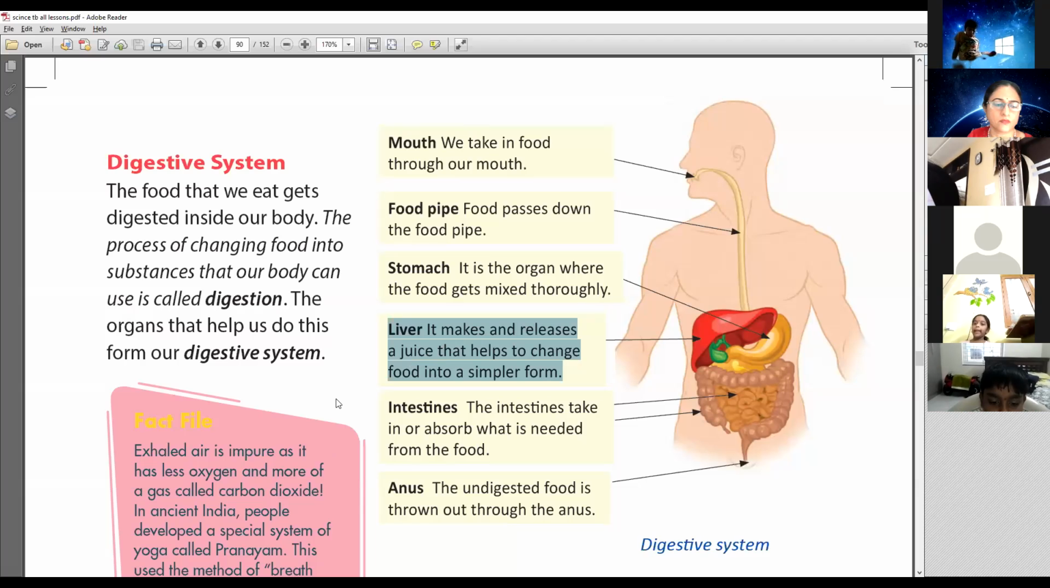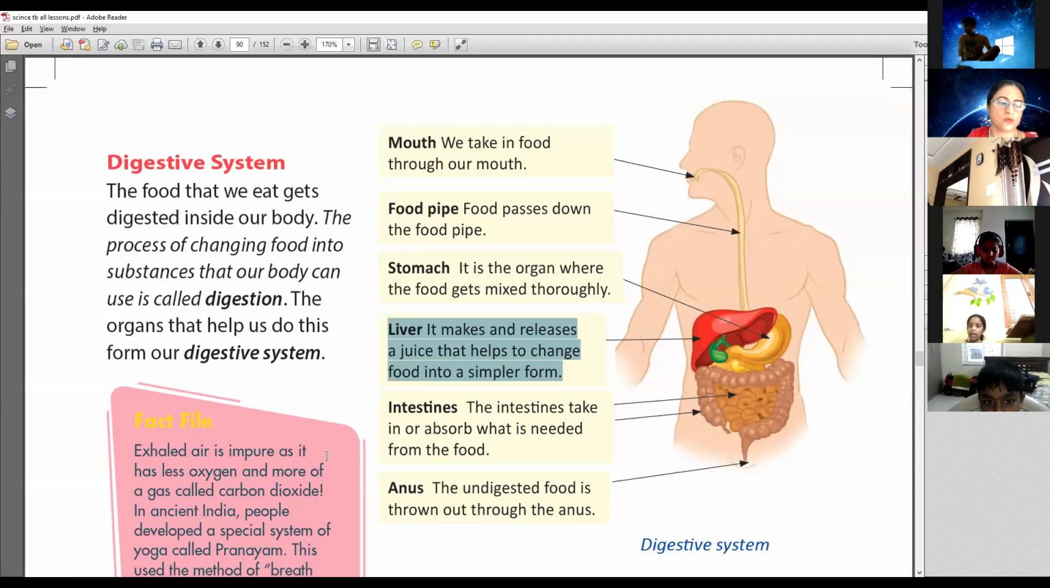Liver, it makes and releases a juice that helps to change food into a simpler form. Simpler form. Okay, please stop. Simpler.